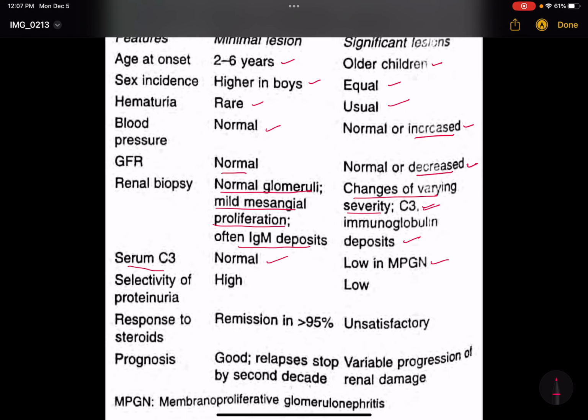Regarding selectivity of proteinuria, there is high selectivity in minimal and low in significant. Response to steroids: minimal lesions beautifully respond to steroids, while significant lesions don't respond to steroids. Prognosis is good in minimal lesions as they respond to steroids, and in significant lesions, as they are not responding to steroids, they may lead to renal damage.